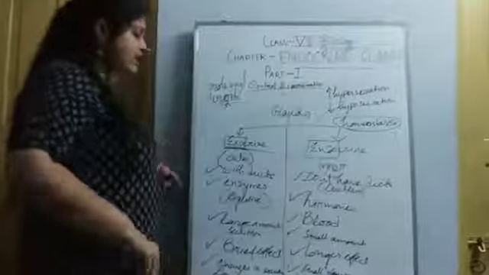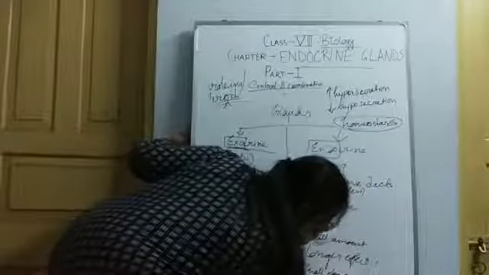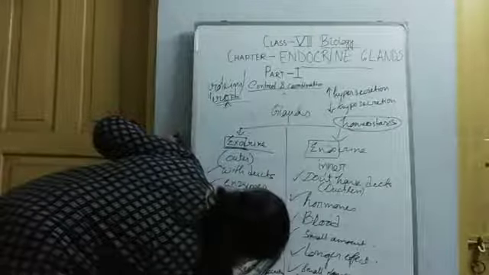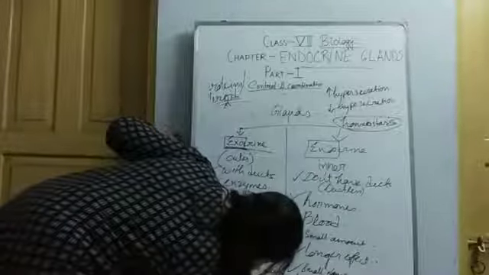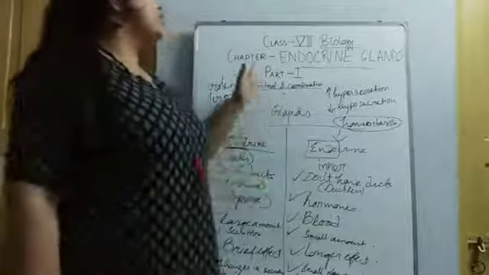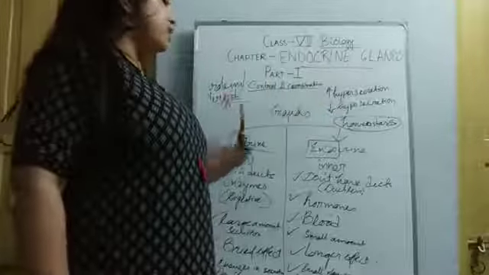Okay, and now we are coming to some examples of the exocrine and endocrine glands. Examples of the endocrine glands are the thyroid gland and ovary, and examples of the exocrine glands are salivary glands, sweat glands, etc. So today we discussed the basic things of the exocrine and endocrine glands, and control and coordination.